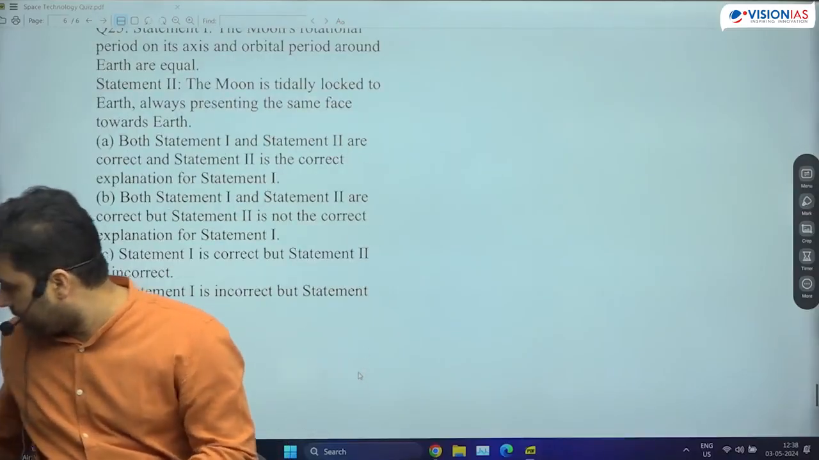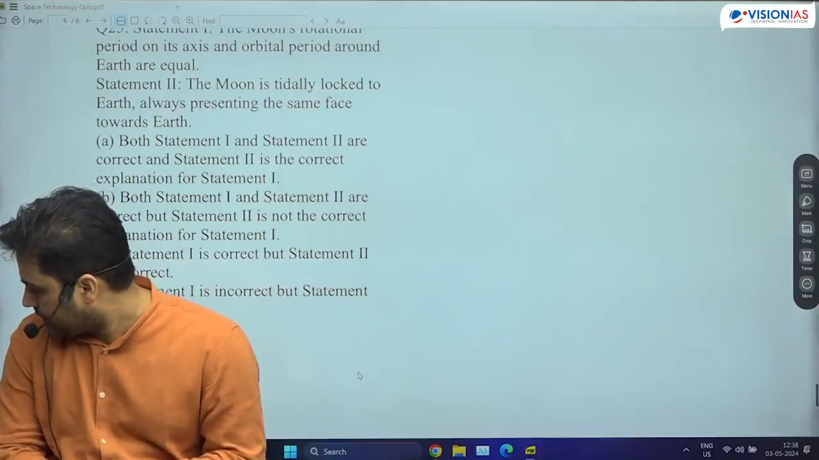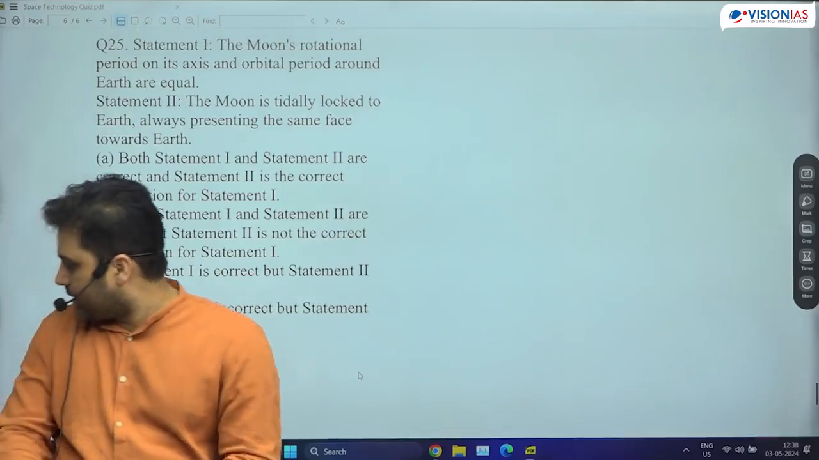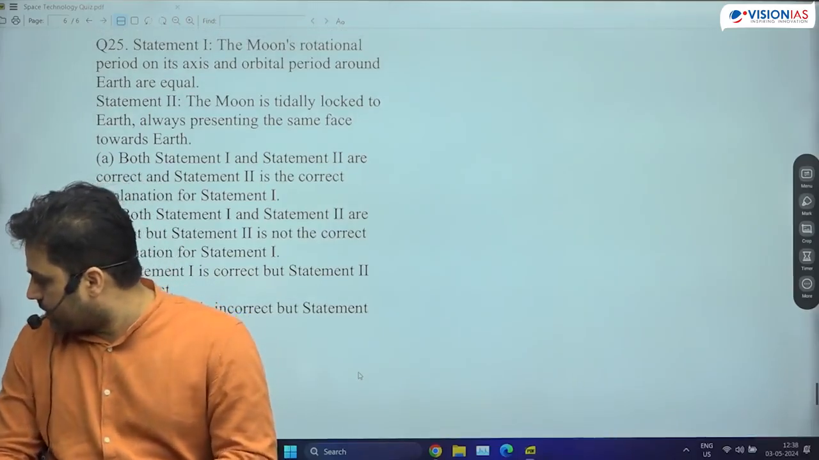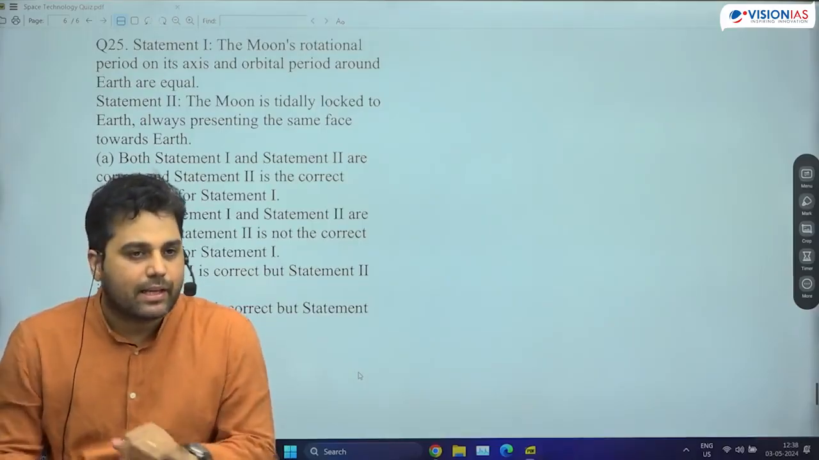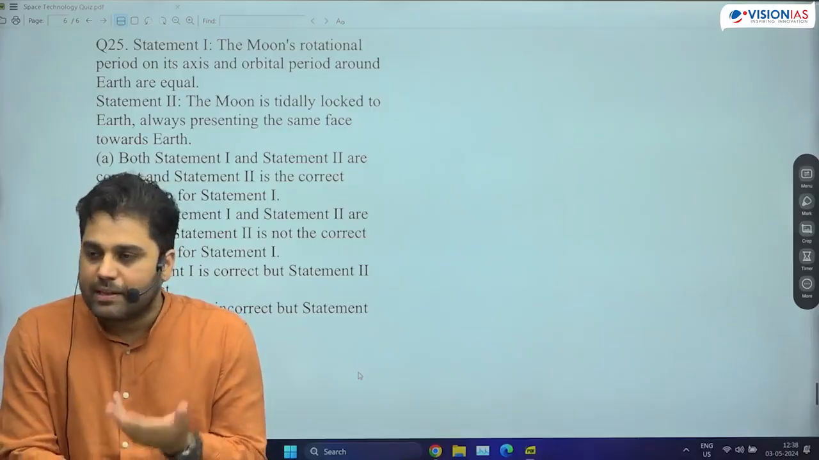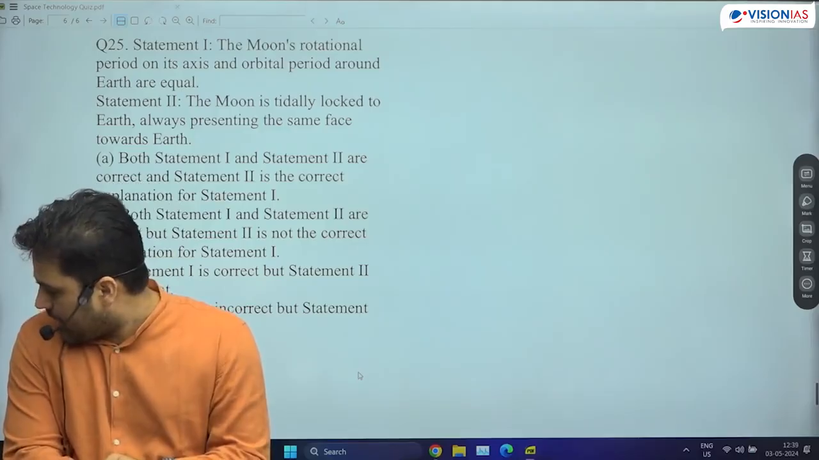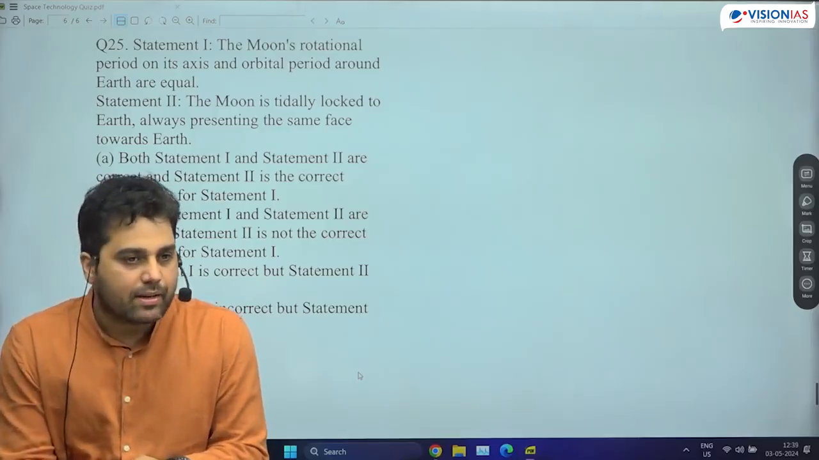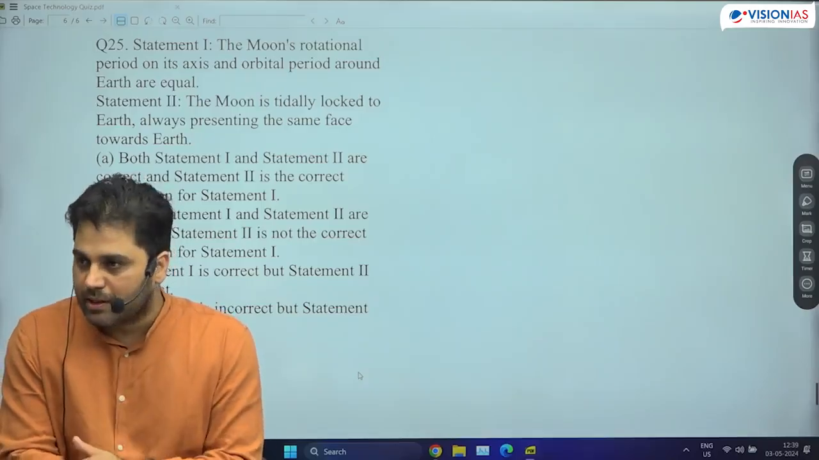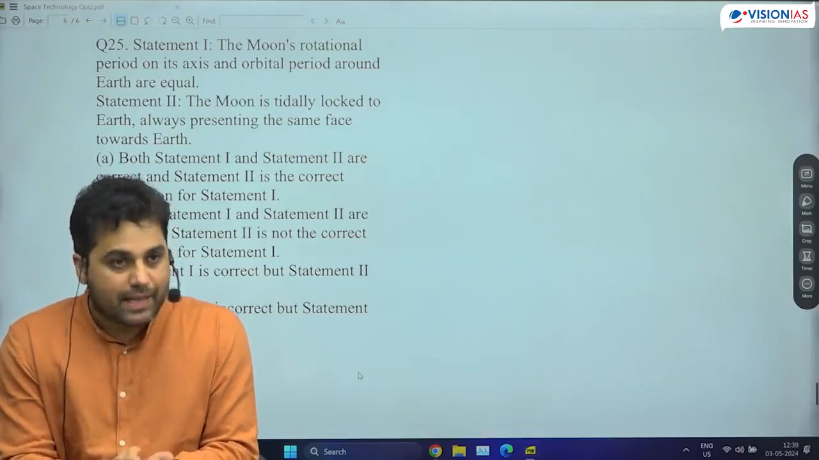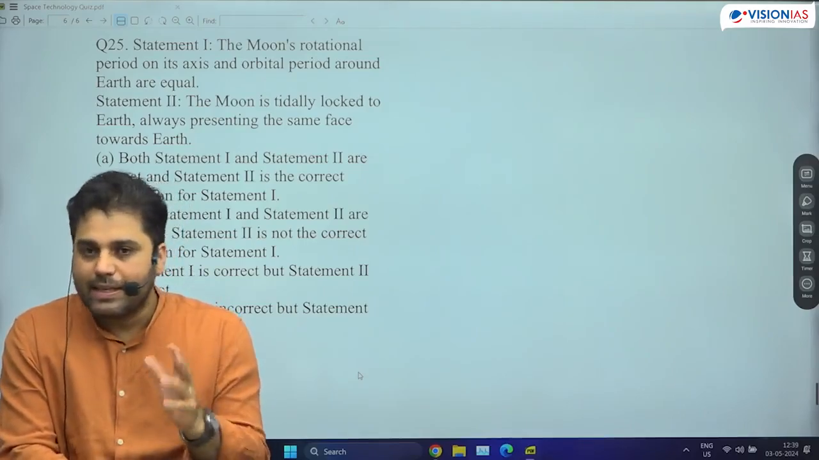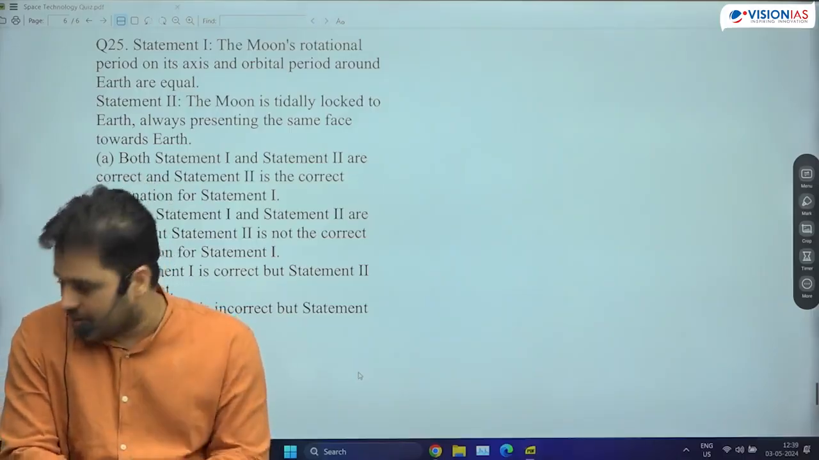Last question, 25. The moon's rotational period on its axis and orbital period around Earth are equal. I discussed this, so it is correct. Both are about 27.5 days, 28 days. And I also told you that this is because of tidal locking. So statements 1 and 2 both are correct. And statement 2 is actually the explanation of statement 1. Whenever tidal locking happens, you find both angular velocities to be the same. Answer will be A.